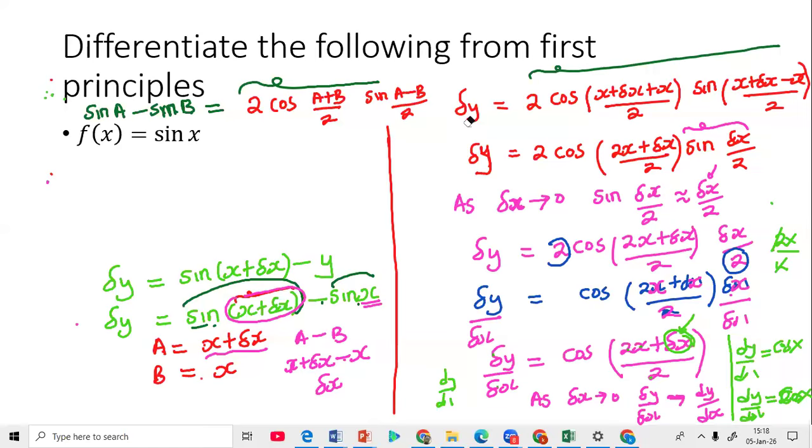The final answer is dy dx. Here, the answer is cos x. This is cos x. You have remained, these 2 and these 2 cancel. So you remain with cos x.